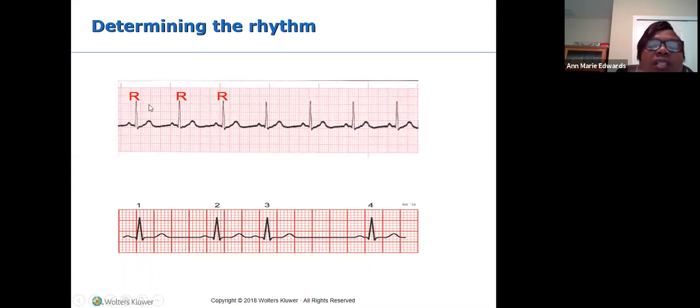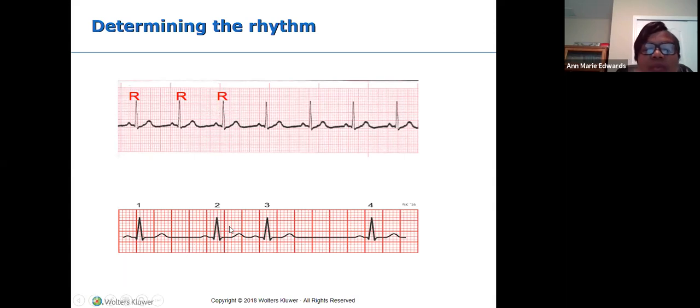So if the distance between the R waves are the same, you say that the rhythm is regular, okay? And that's very simple. Count the distance between the R waves to determine the rhythm. So distance between the R waves will tell you if the rhythm is regular. So this first strip has a regular rhythm. Distances are equal between your R waves.